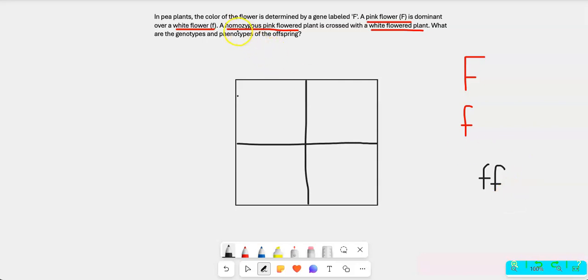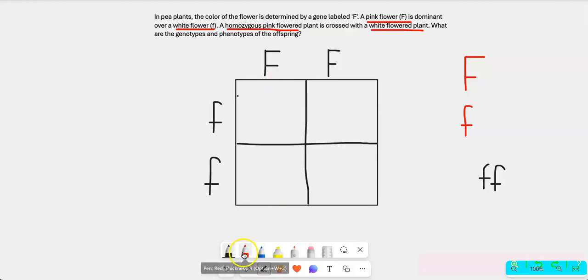And in this case, we're also looking at a homozygous pink flowered plant. So we would say this is a big F, big F. So this indicates our pink flowered plant is being crossed with a little f plant. And so now to determine what the genotypes and phenotypes of the offspring are, we have to complete the Punnett square.